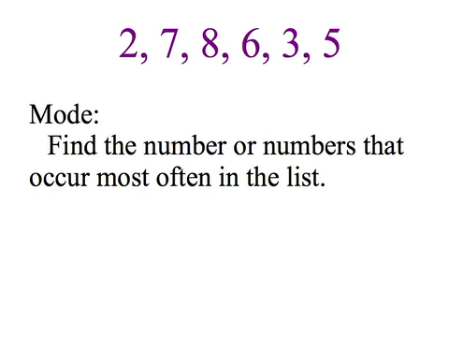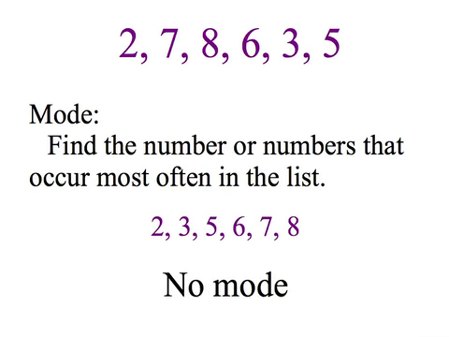And now another example. This has just 6 numbers. We haven't seen this list yet. Let's put it in order, and we see that there are no numbers that occur more than once. So in this case, we say that there is no mode. So this list has no mode.